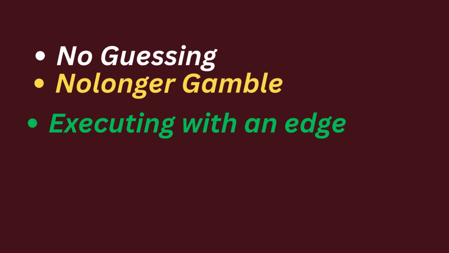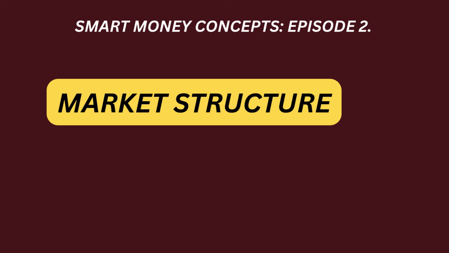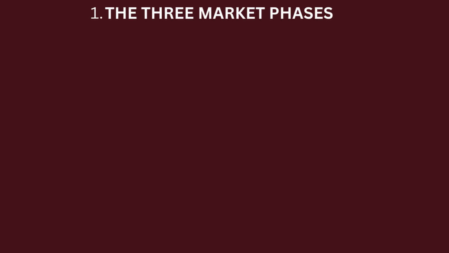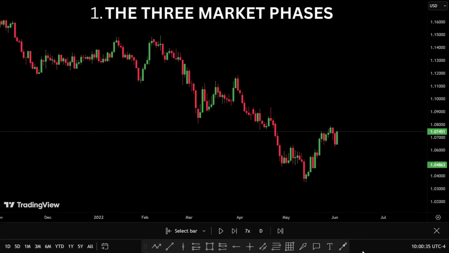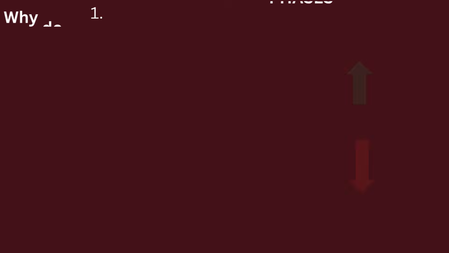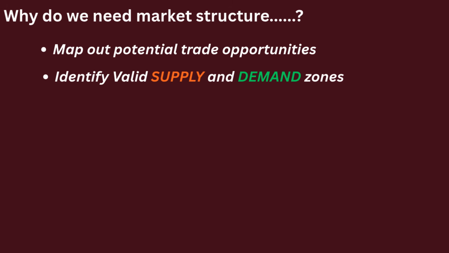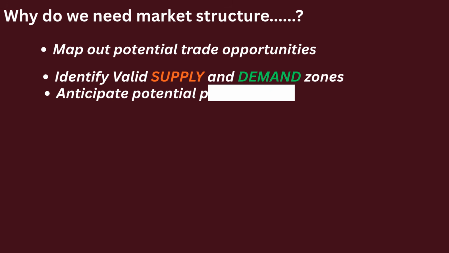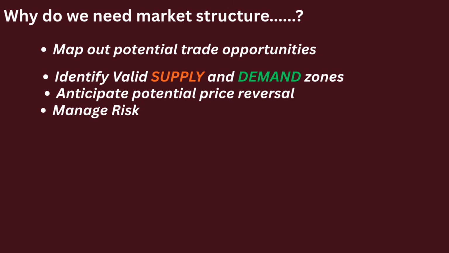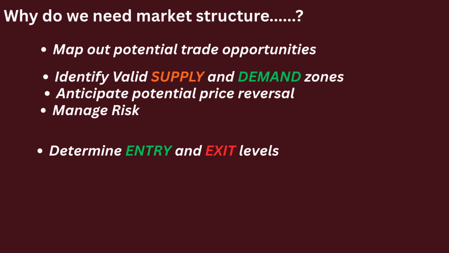So in this video, I'm going to walk you through market structure step by step in a way that actually makes sense, especially if you're a beginner. The 3 market phases. Let's start simple. Which direction is this market most likely to go? Up or down? Market structure helps you answer that question. It helps us map out potential trade opportunities, identify valid supply and demand zones, anticipate price reversals, manage risk, and determine entry and exit levels.